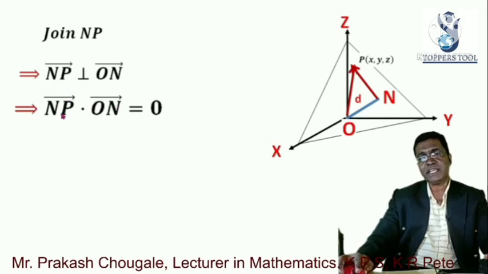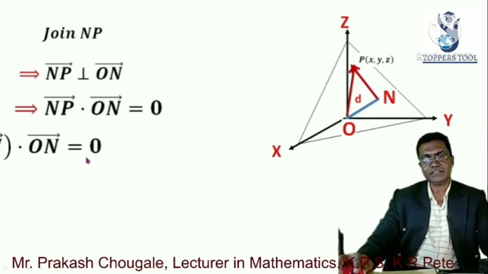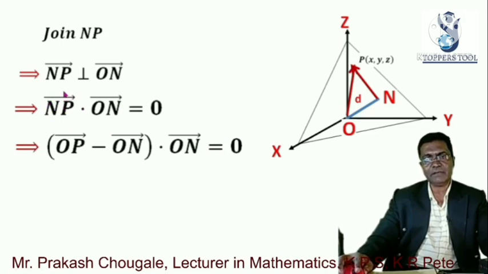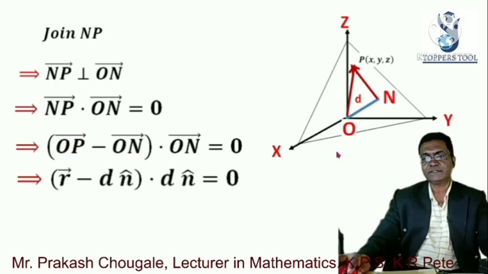And express NP in the form of position vectors that I told you. So vector NP can be written in what way? It can be written as OP minus ON. So this vector NP can be written as vector OP minus vector ON. And as we have seen, vector OP is vector r and vector ON is d n cap.